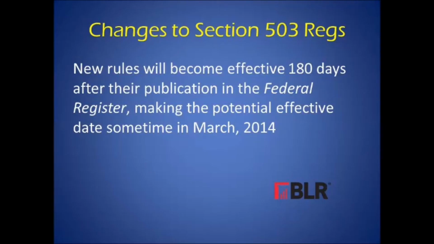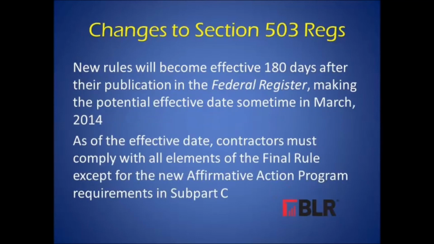Before we begin, I'd like to talk a little bit about exactly when these rules will take effect. According to OFCCP, the new rules will take effect 180 days after they are published in the Federal Register. Publication is supposed to occur sometime in mid-September, which would put the 180-day mark in March 2014. So, as of the effective date, contractors must comply with all of the elements of the final rule, with the exception of Subpart C, which applies to the new Affirmative Action Program requirements.